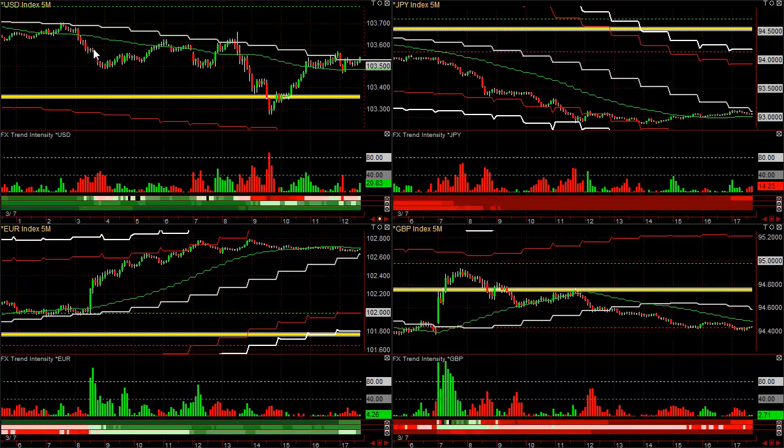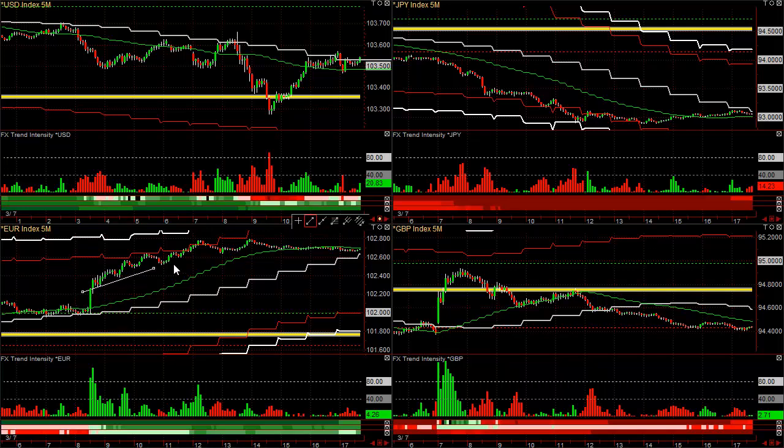And recently we've also come up with indexes for each currency. So in addition to showing you statistically how strong or weak each one is, you can also see it as an actual index of the dollar, of the yen, of the pound. And you can spot all kinds of things, such as here with the euro.